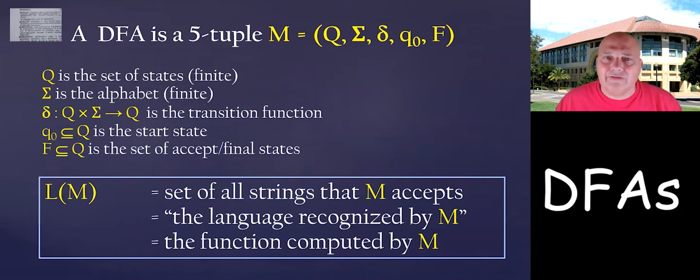So we have the definition of DFA. We know what strings the machine accepts or not. Now we can talk about L of M, which is the language of all the strings that M accepts. Sometimes we'll call it the language recognized by M. Sometimes it's the function that is computed by M. So this is just all the strings that the machine computes.